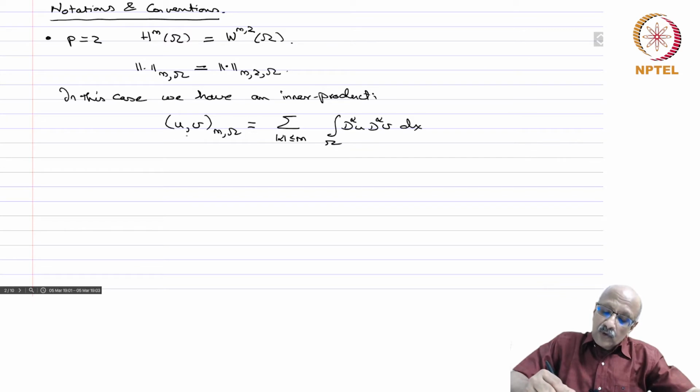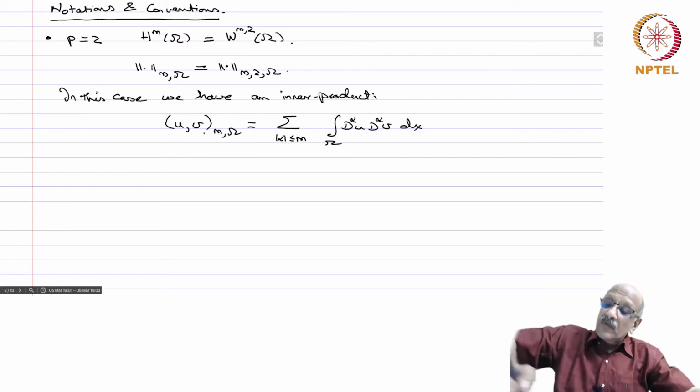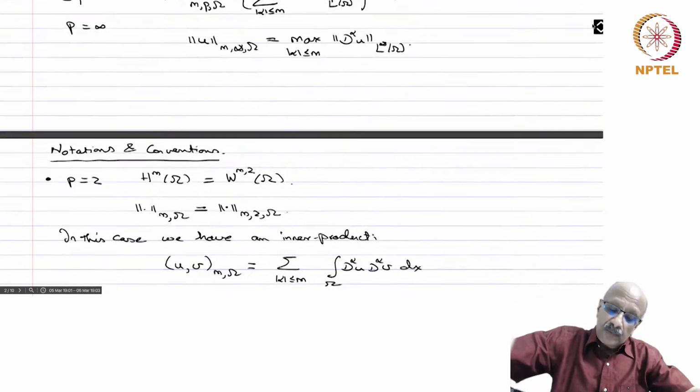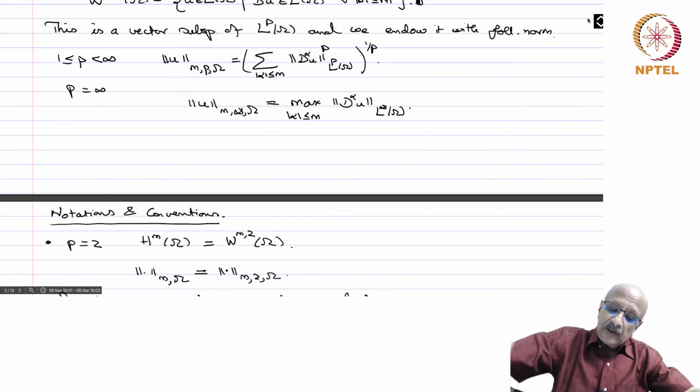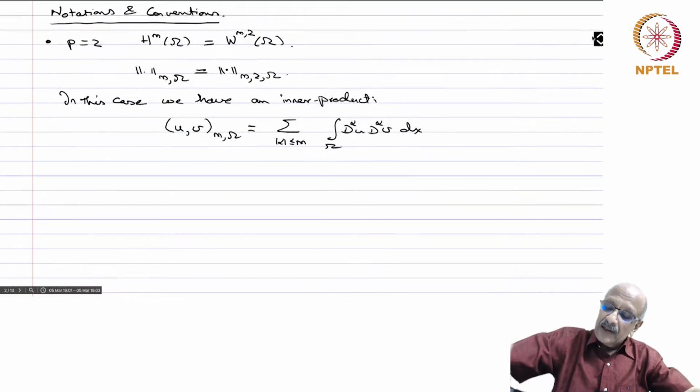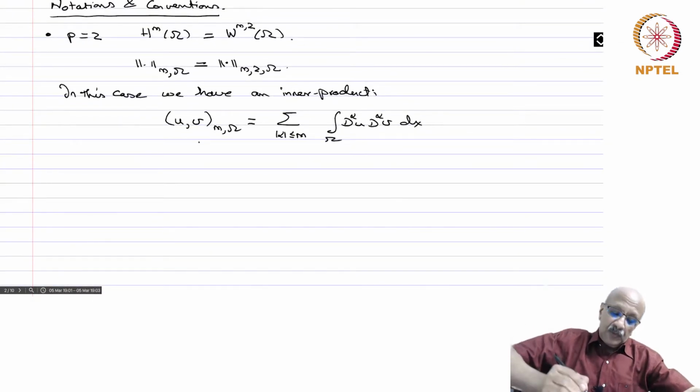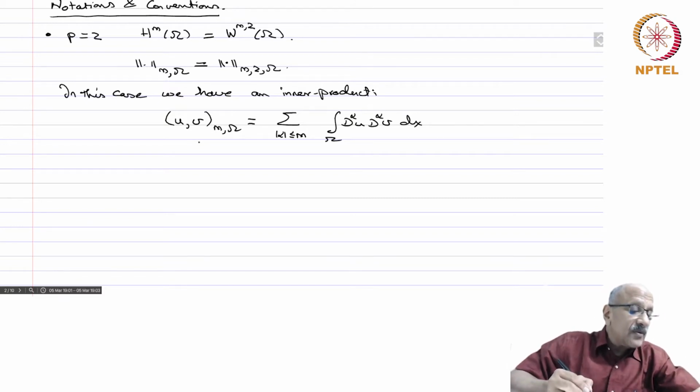Okay, the norm ‖u‖² will be precisely the norm which we define for p equals 2. So this is the norm when p equals 2. So you get Σ ‖D^α u‖² equals ‖u‖², and that's precisely what you will get when you put p equal to 2. So you have an inner product space in this case.